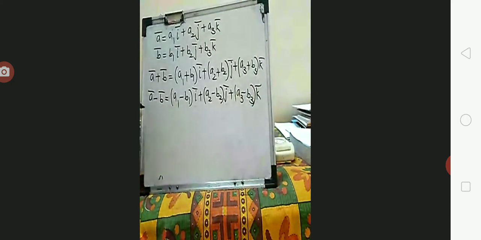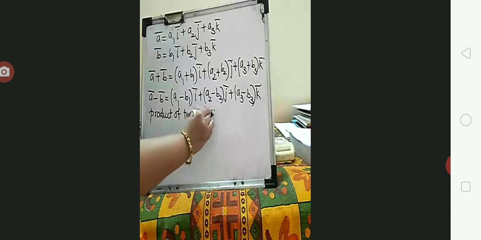Now we have to define the product of two vectors. Correct? How do you define the product of two vectors? Either we can say the dot product. So the first one is the dot product.